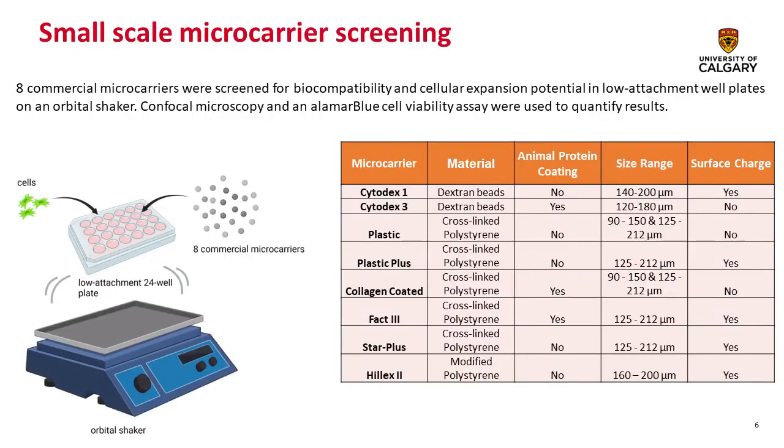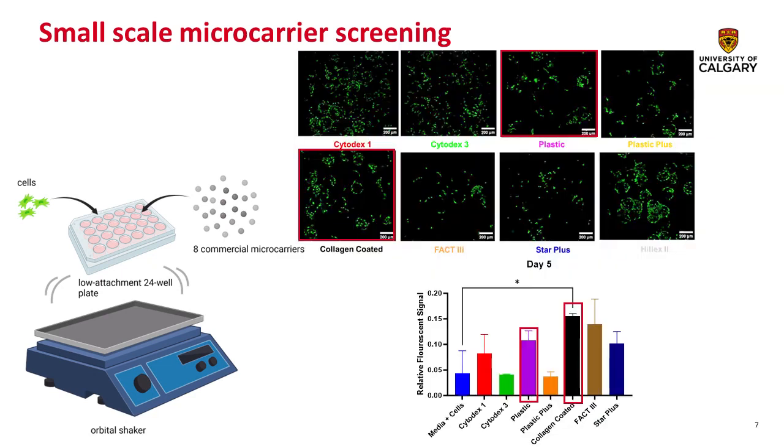In order to determine the optimal microcarrier for this specific cell type, a high-throughput, small-scale screening was conducted in non-adherent well plates on an orbital shaker to simulate dynamic culture. A total of 8 commercial microcarriers were screened with varying surface coating, sizes and charges, and the results were quantified using confocal microscopy and an Alamar Blue cell viability assay on days 1, 3, and 5. Here we can see the day 5 results, and we were able to identify 2 potential microcarrier candidates for dynamic culture, the first being collagen-coated microcarriers, and, as an animal component-free option, we also looked into plastic microcarriers.